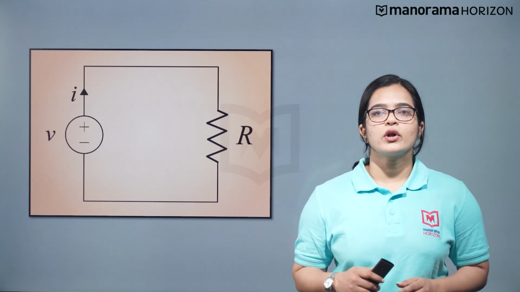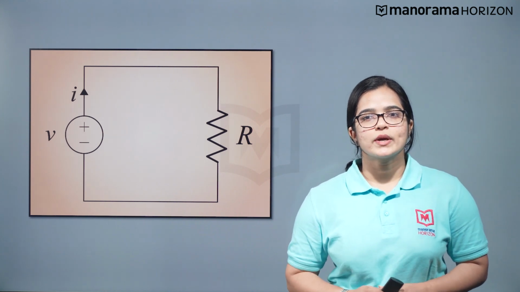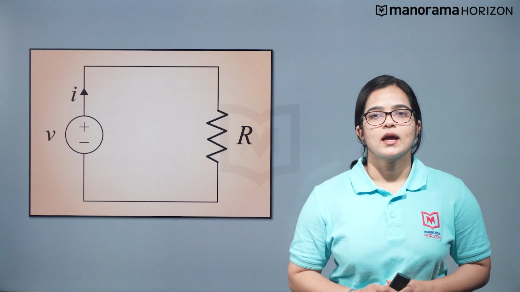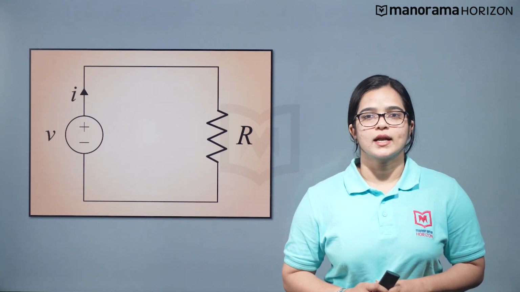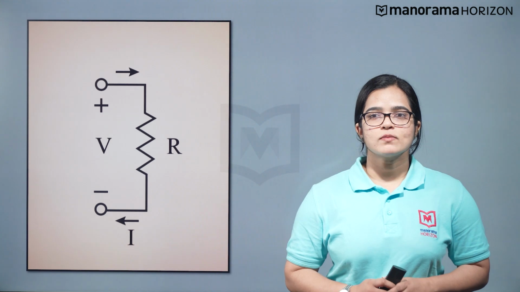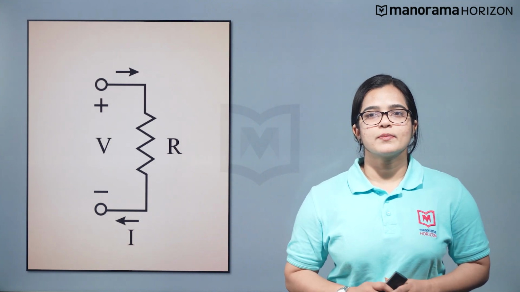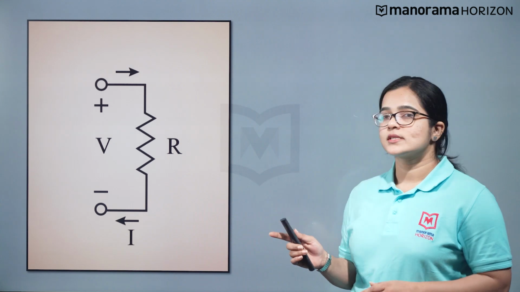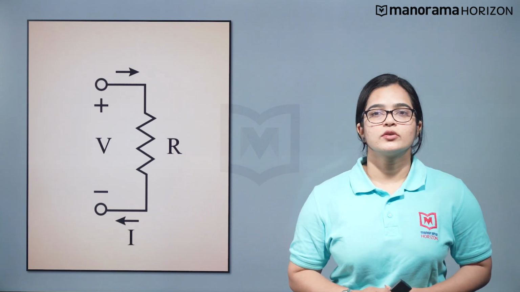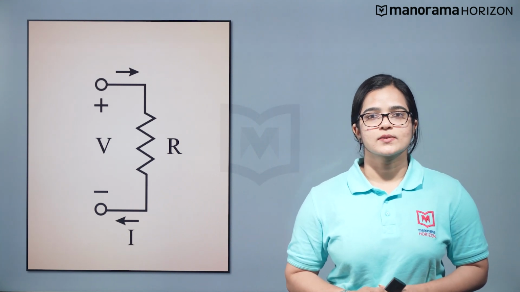For that, we are going to imagine a conductor through which the current I is flowing, and let V be the potential difference between the ends of the conductor. Then Ohm's law states that at constant temperature, the current through the conductor between the 2 points is directly proportional to the voltage across the 2 points.